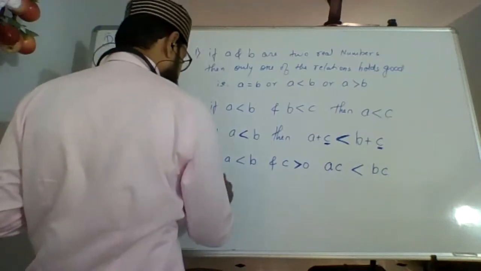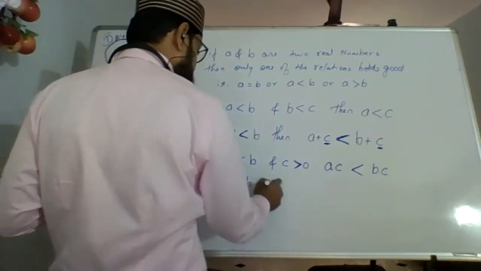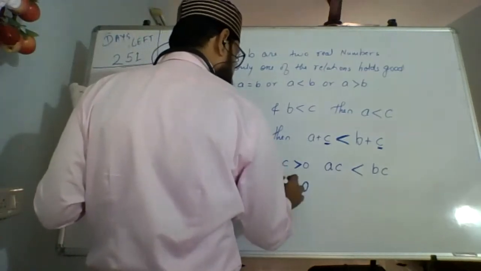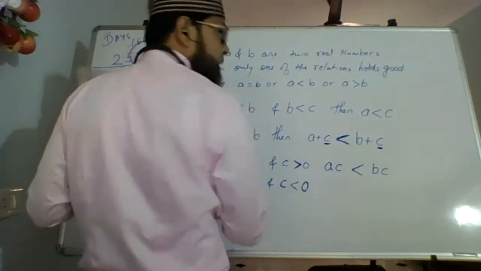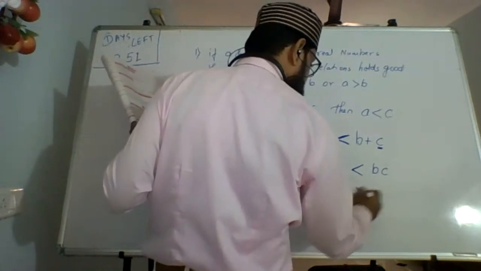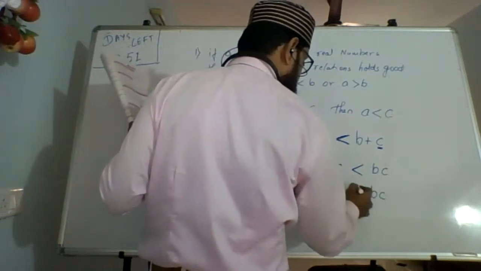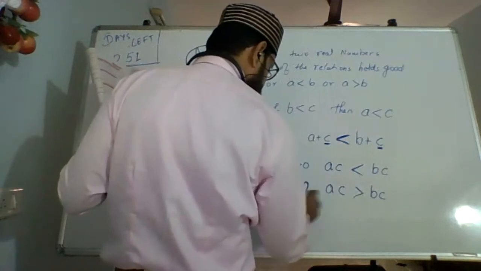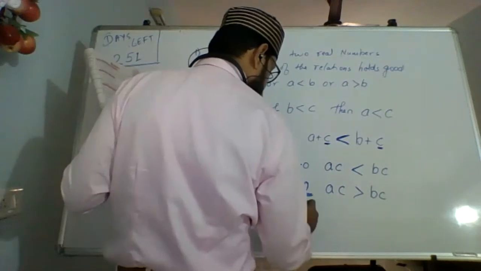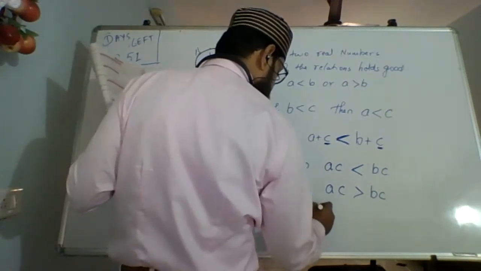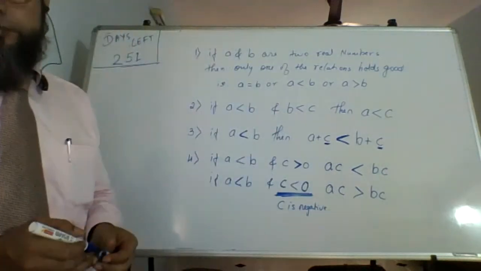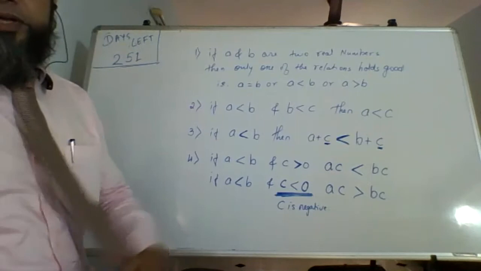But if A is greater than B and C is less than 0, that means C is negative, then the order relation will change. Now this will become A into C less than B into C. That is only when C is less than 0, that means C is negative. Please write down all these four properties.